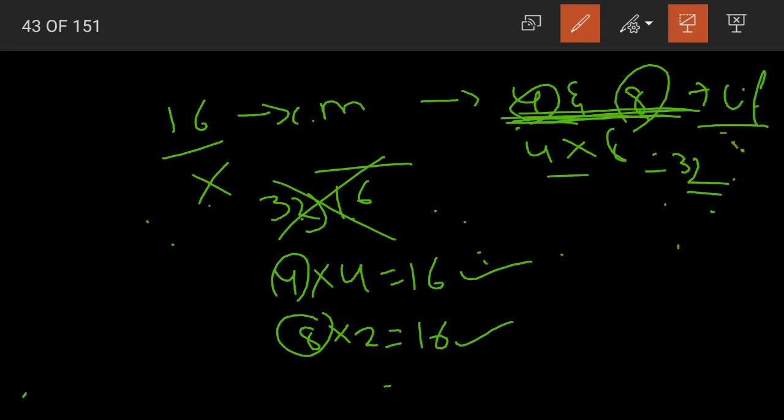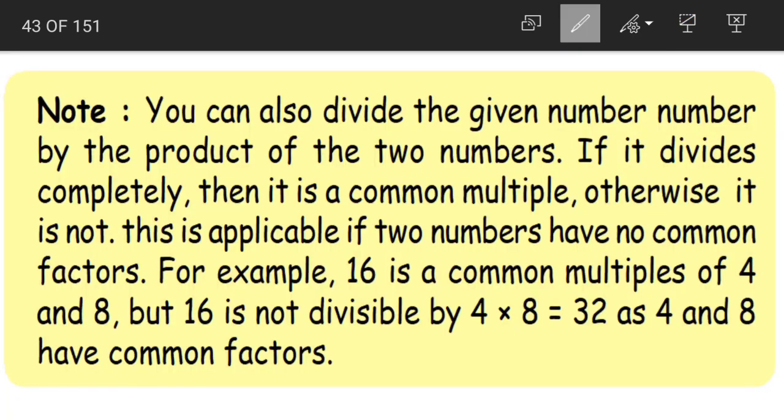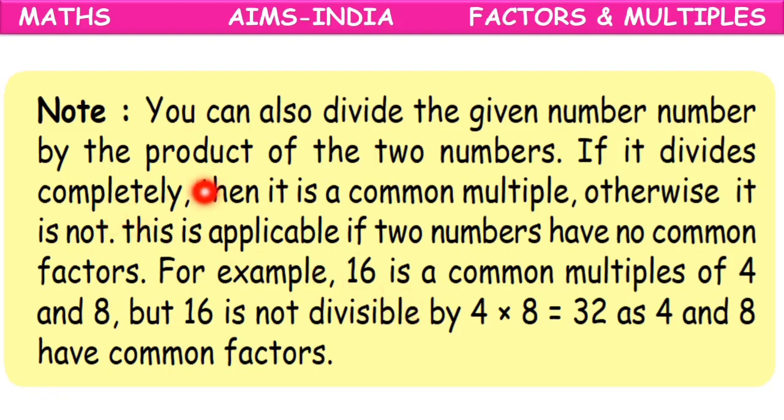Okay, so when the given numbers do not have any common factors, then you can go for multiplying them and dividing the given number by the product. Understood, children? If the product divides the number completely, then it is a common multiple. Otherwise it is not. Yes, this is applicable only if two numbers have no common factors.